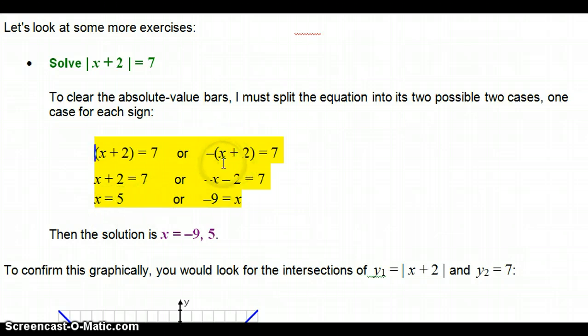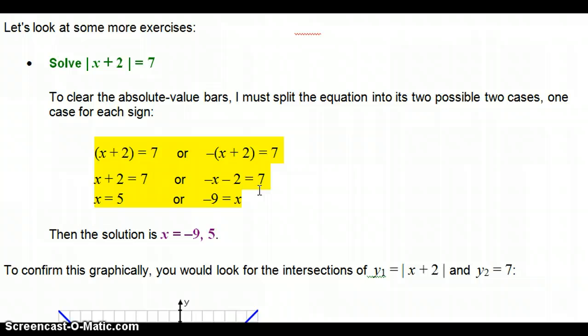On this side, you have to distribute the negative sign. So when you distribute it, it becomes negative x minus 2 equals 7. We add 2 to both sides to cancel out the 2 on this side. 7 plus 2 is 9.